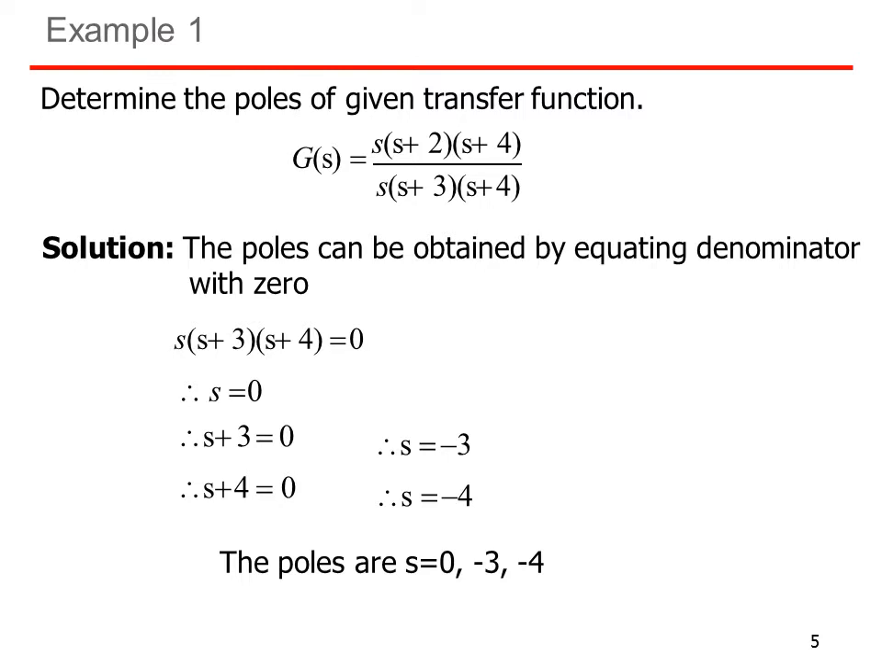Determine the poles of given transfer function, and the transfer function is G(s) equal to (s plus 2)(s plus 4) divided by s(s plus 3)(s plus 4). To obtain the poles, we have to equate the denominator with 0, so s(s plus 3)(s plus 4) equated with 0. So s is equal to 0, s plus 3 is equal to 0, this gives s is equal to minus 3. S plus 4 is equal to 0, this gives s is equal to minus 4. So in this way the poles are 0, minus 3 and minus 4.